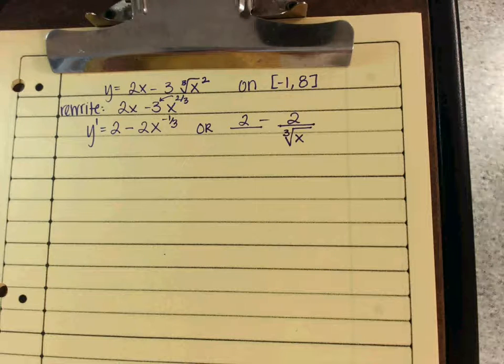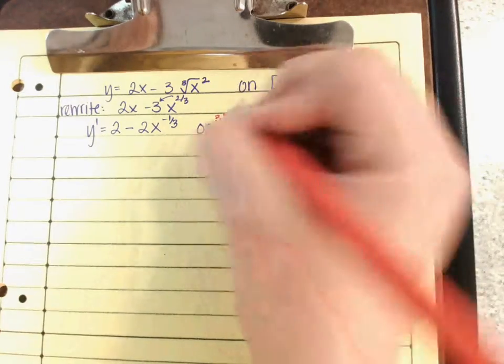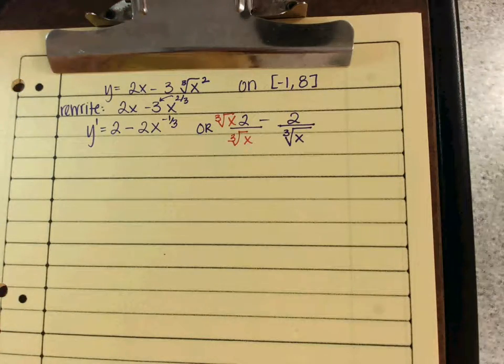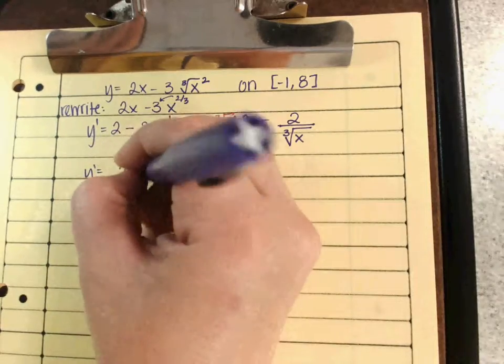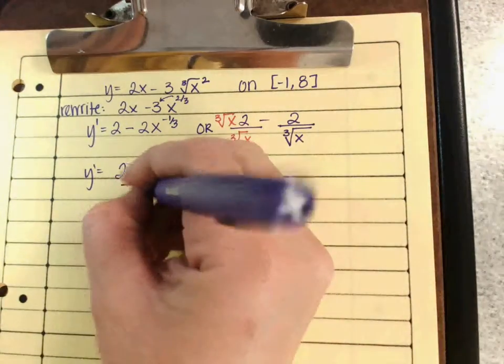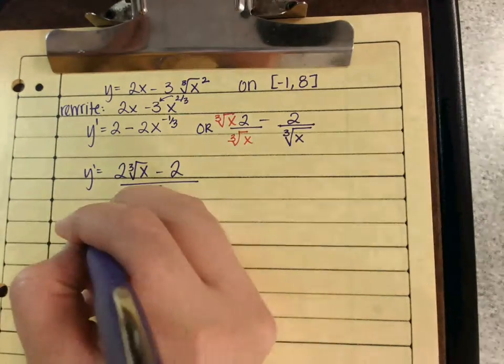So far, so good. Looking at that, the 2 stays off on its own, minus 2 stays on top, cubic root x goes down. We need a common denominator. What are we multiplying the first 2 by? Cube root x, which means that now my y prime is 2 cubic root x minus 2 over cubic root x. Anything else I can do to it? There's a 2, and there's 2 of them, right? So I'm going to GCF it out.